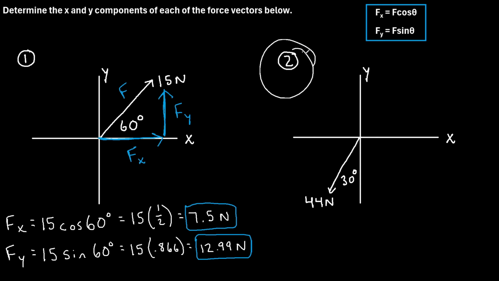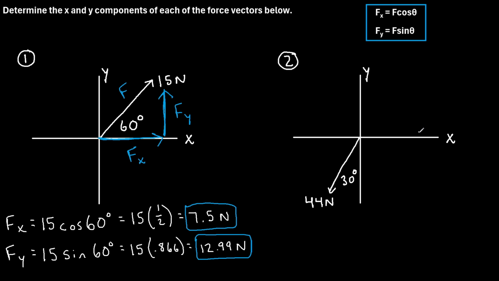Okay, now let's check out our second example. So we have this vector here, which we're told has a magnitude of 44 newtons, and then we're told that this angle right here between the vector and the y-axis is 30 degrees. So again, we're going to use these equations to find the x and y components of this vector.